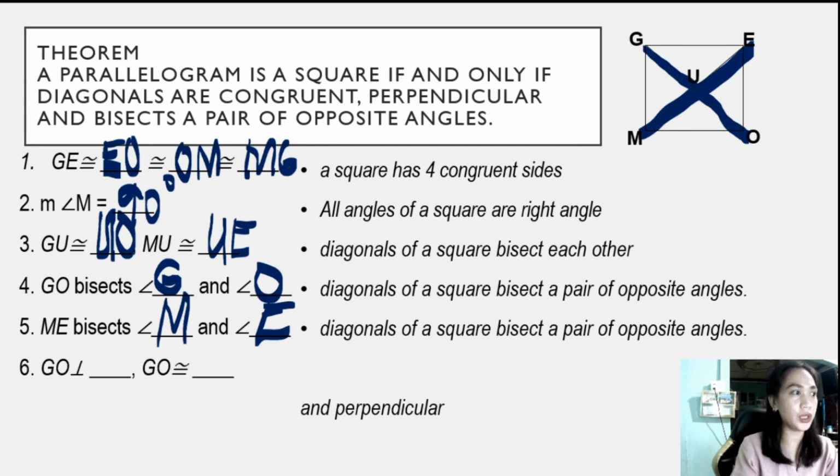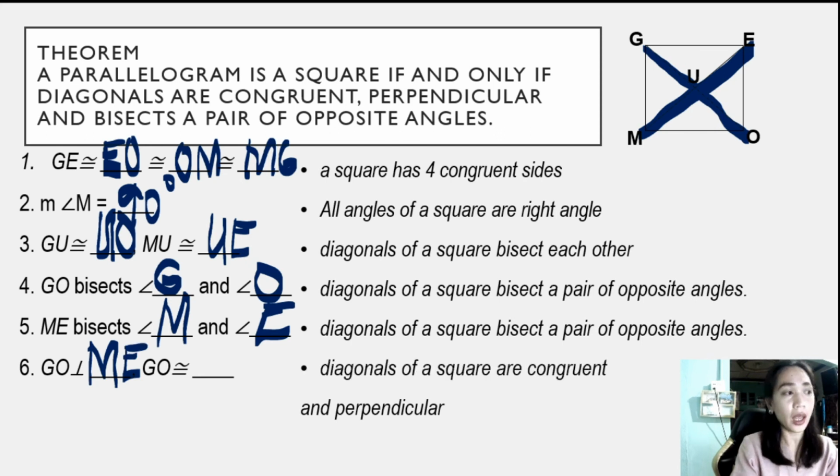Next, you have GO, which is perpendicular siya kay ME. Okay? And GO is also congruent to ME, because the diagonals of a square are congruent and perpendicular.